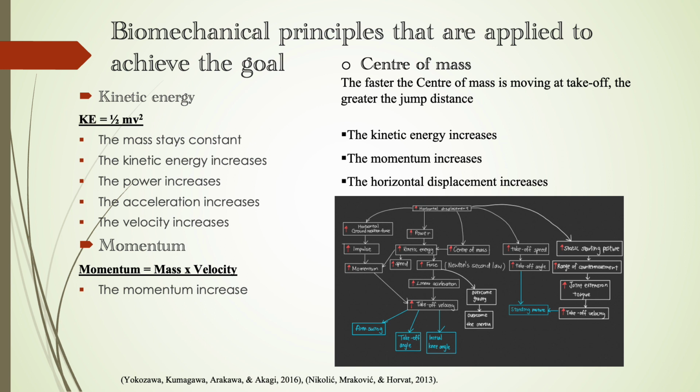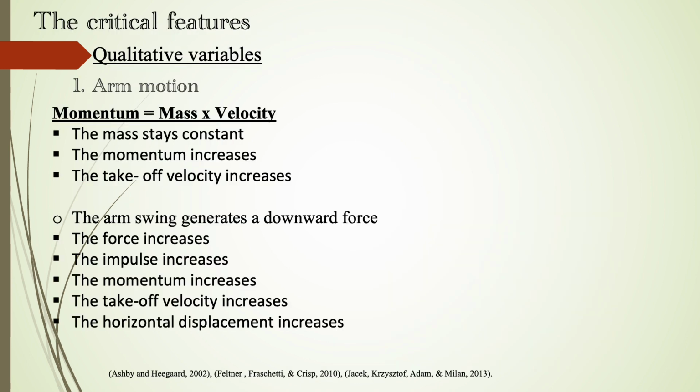The faster the center of mass is moving at takeoff, the greater the jump distance. This is because a faster moving center of mass creates more kinetic energy and momentum. Also, when the jumper's toes leave the ground, they carry forward the momentum they built up during the jump, and then the momentum is converted into greater horizontal displacement. The swinging of the arms gives the jumper's body additional momentum, which in turn increases the takeoff velocity. According to the equation for momentum, momentum equals mass times velocity. In the context of a standing long jump, the mass of the jumper remains constant, so any increase in momentum directly results in an increase in velocity.